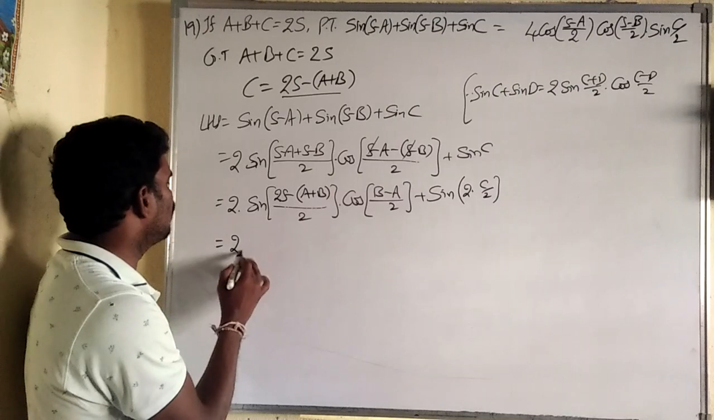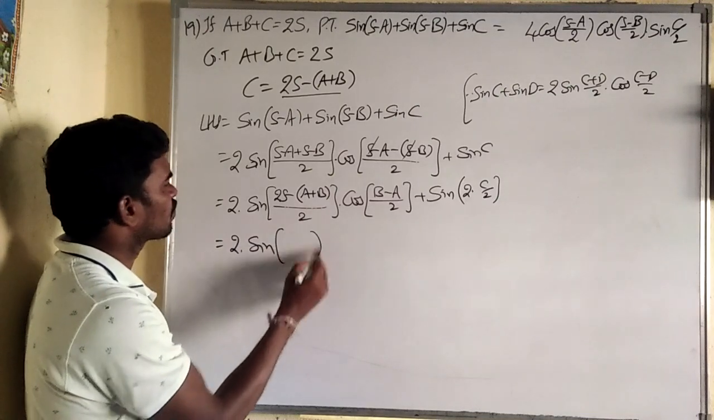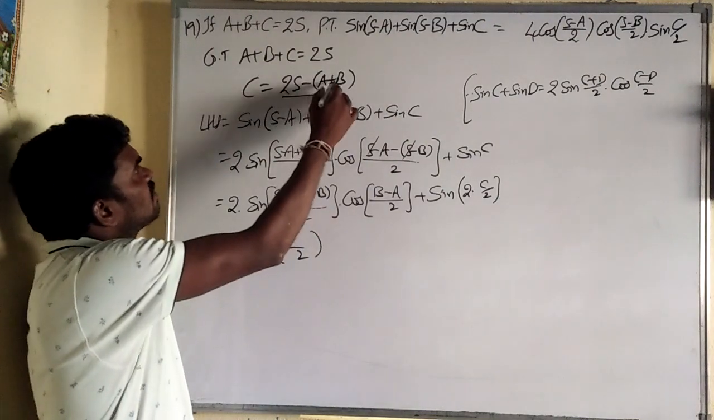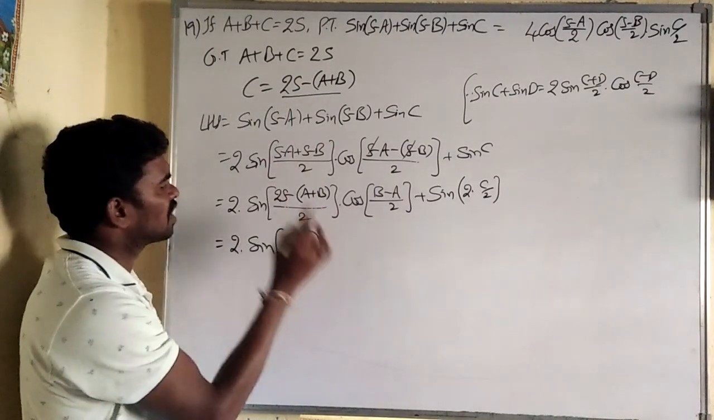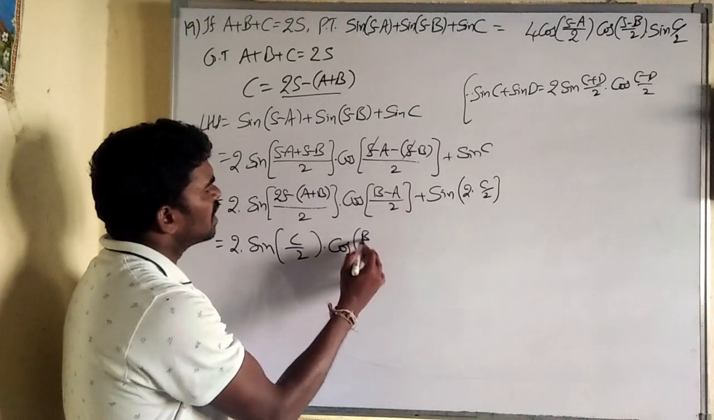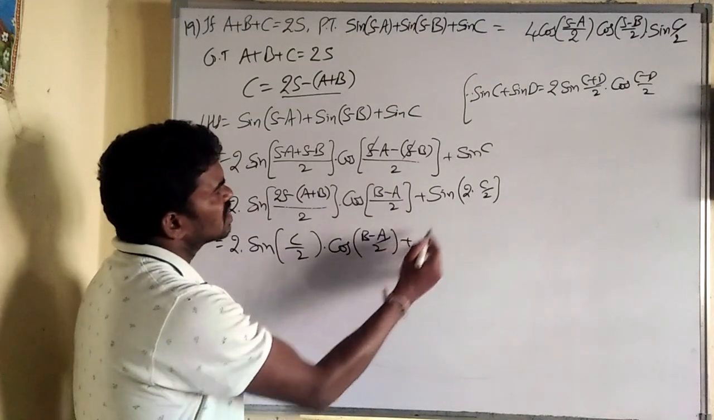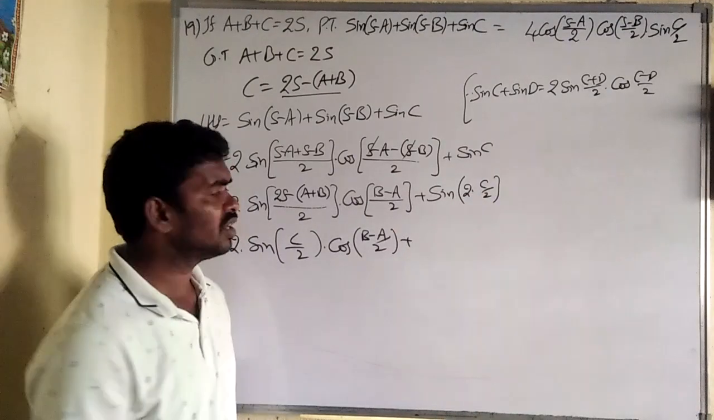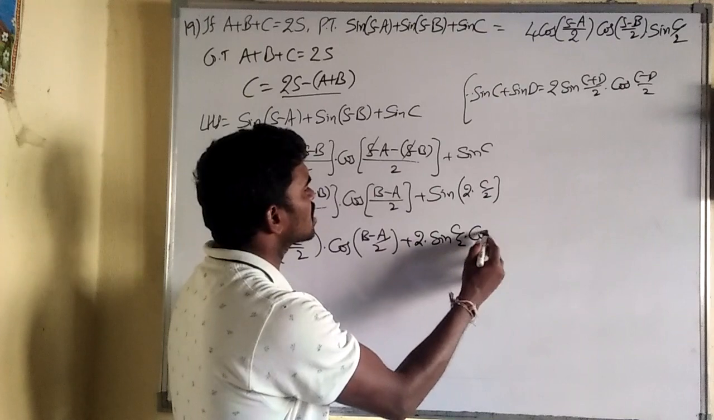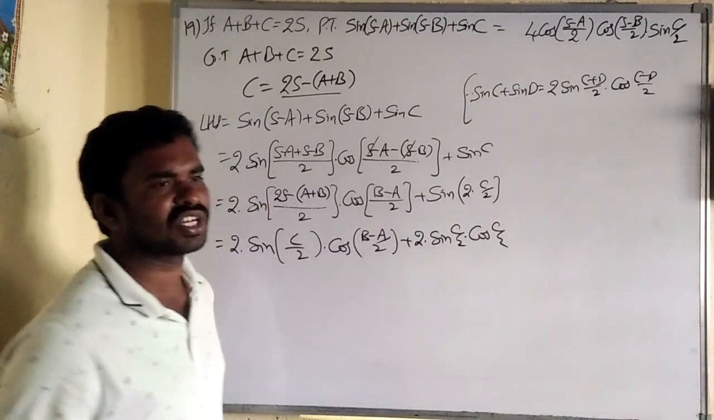So which is equal to 2 into sine of, by 2. What is 2s minus of a plus b? 2s minus of a plus b means just c. Okay, and into cos of b minus a by 2 as it is, plus sin 2 theta formation. So we can express 2 sin theta, meaning 2 sin c by 2 into cos c by 2, the 2 sin theta cos theta formation.